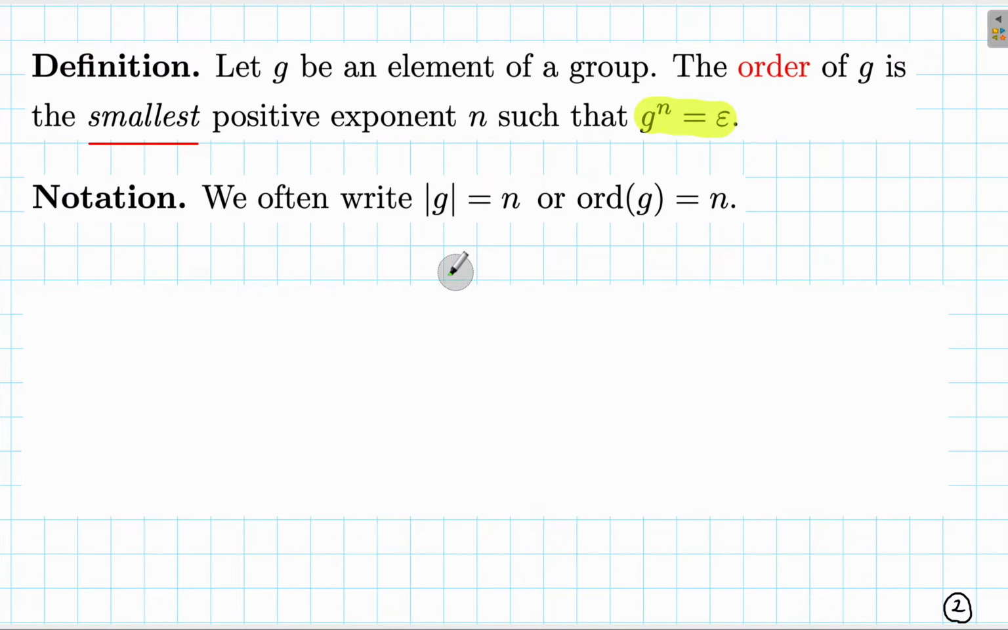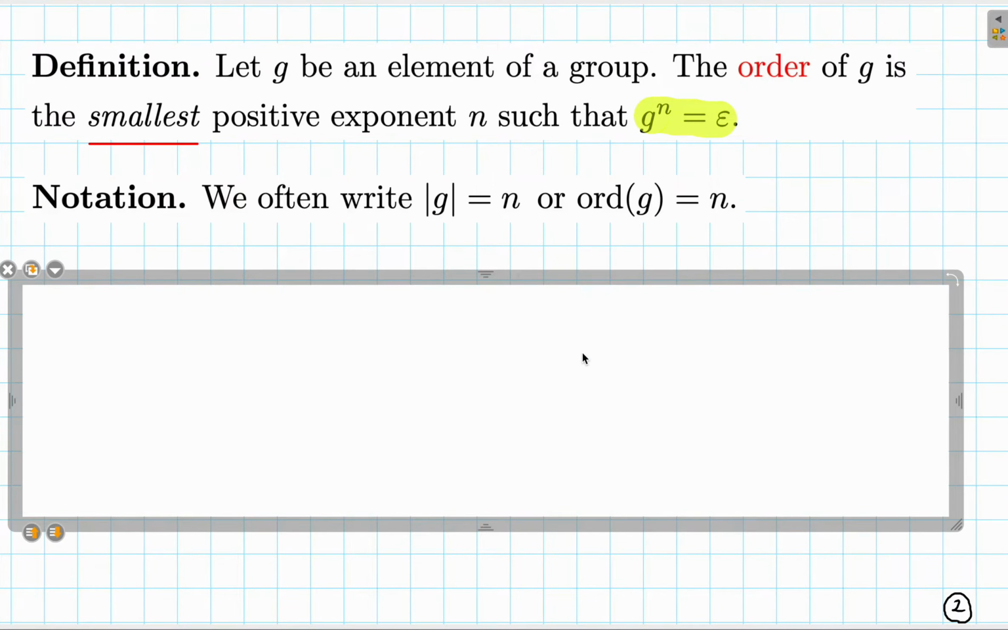And so once again, we're asking ourselves, how many times do I have to multiply g by itself to find the identity element? And we've seen these notations before. We can write this absolute value sign to mean the order of g. And perhaps a little more explicitly, we can write the order of g using this notation.